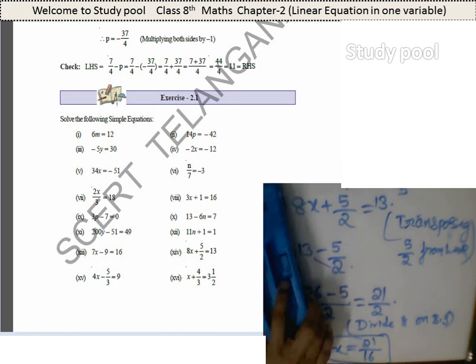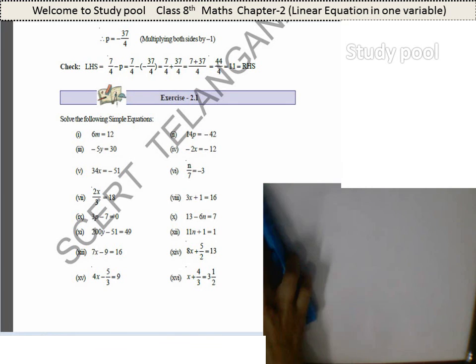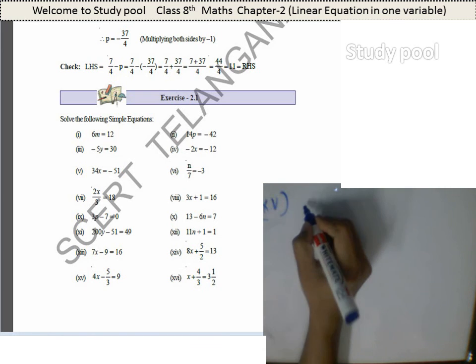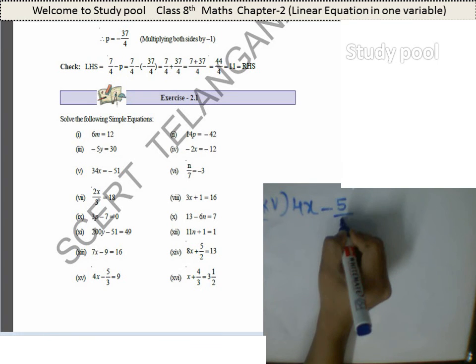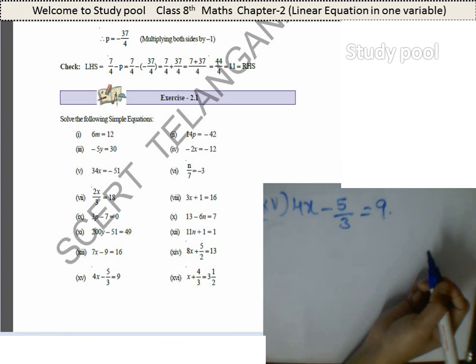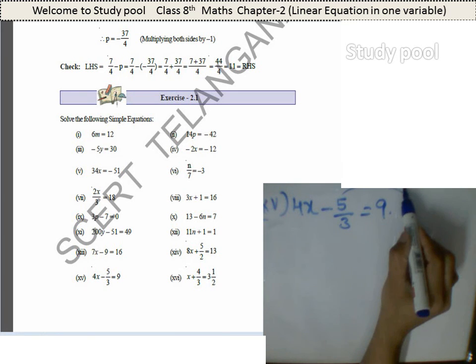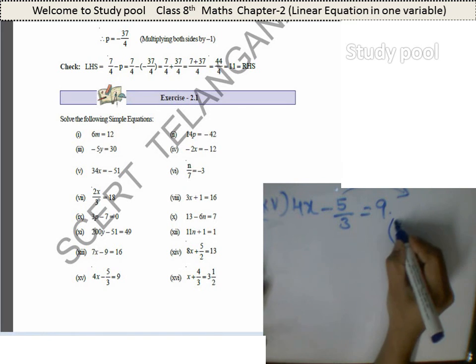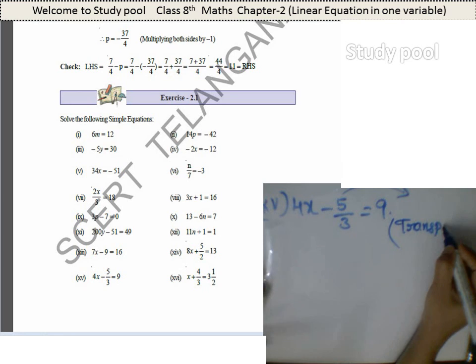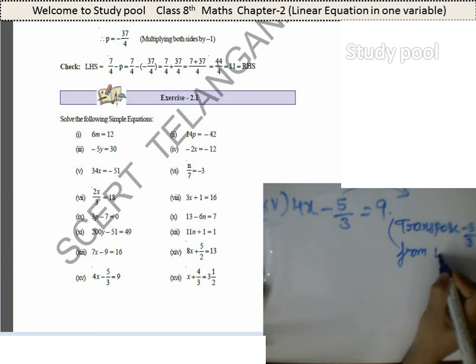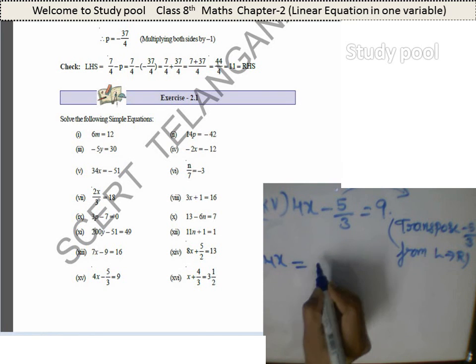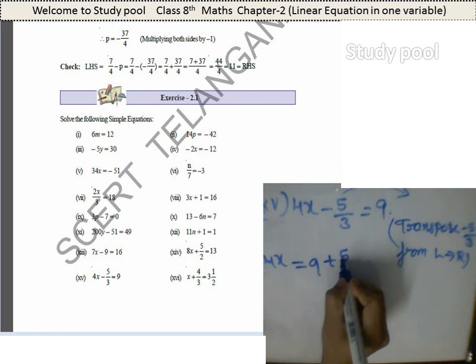Next we'll do another sum, that is the 15th one. Okay, here also 4x minus 5 by 3 is equal to 9 is given. What happened? Here minus 5 by 3 will transpose to RHS, right. Here, transpose minus 5 by 3 from LHS to RHS. Then what happened? 4x is equal to 9 minus 5 by 3, which will become plus 5 by 3, right?